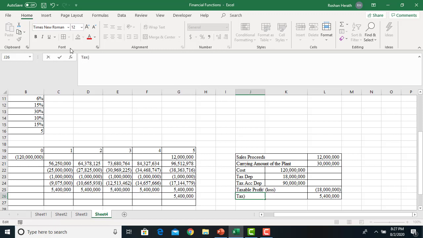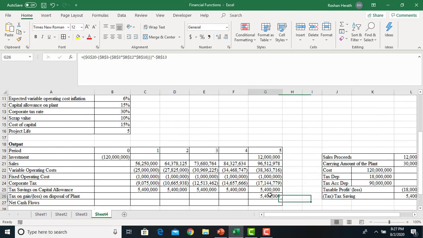Tax can be there. If it is a tax, it should come within the bracket. Otherwise, it's a tax saving. That's why I got into that. So it should be clear to you now, right?